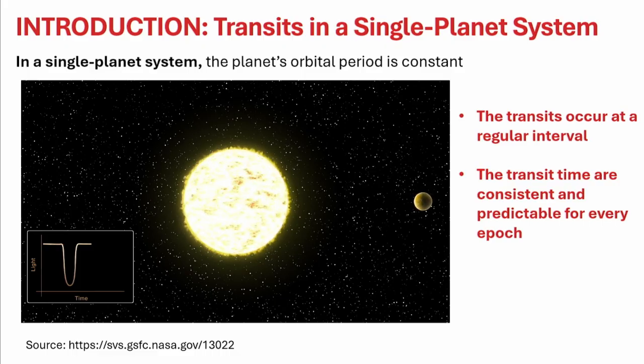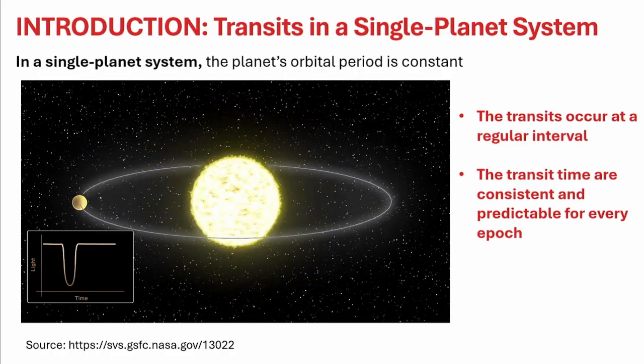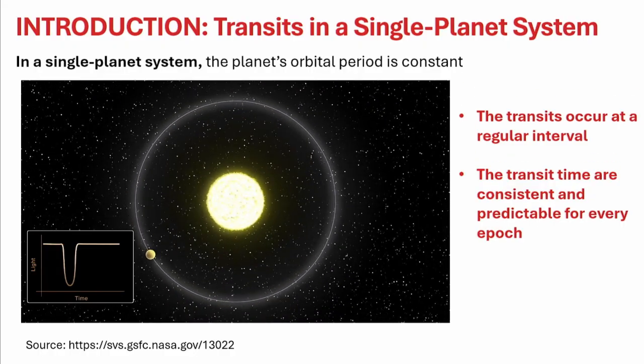As the planet goes behind, it'll come in front again, and this dip in light will be repeated. And this dip in light will happen at the same time each time. So let's say the orbital period is 10 days, every 10 days you will see the same dip in light happen.